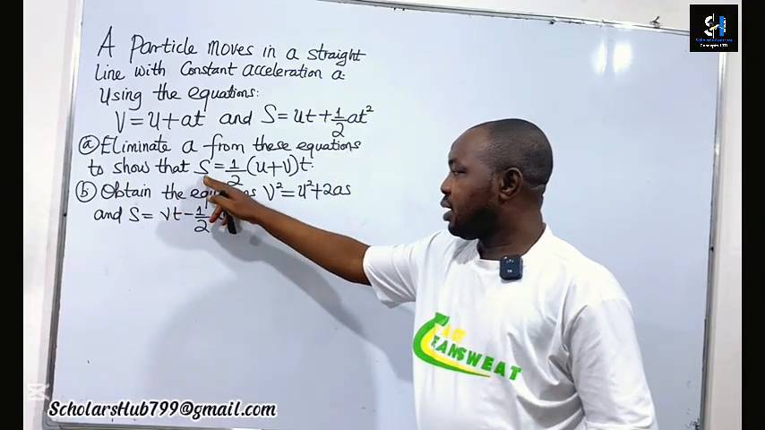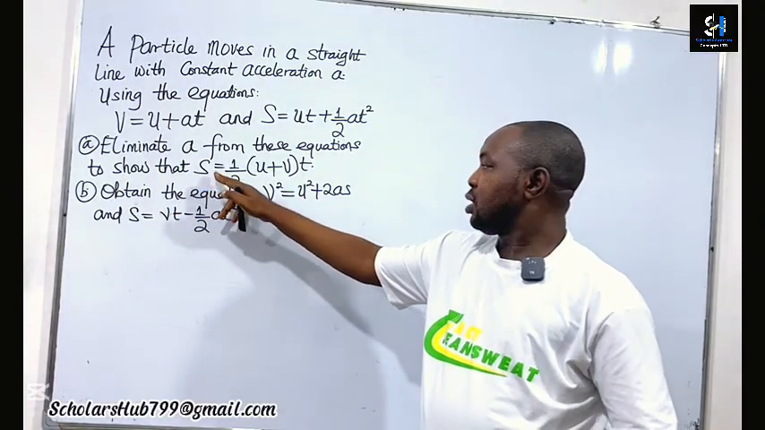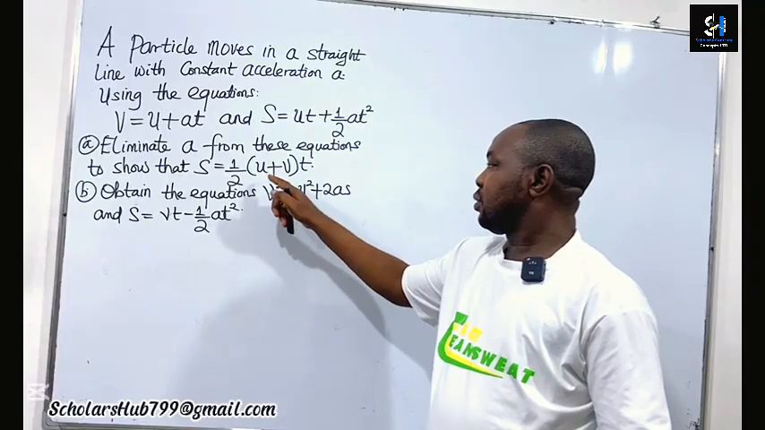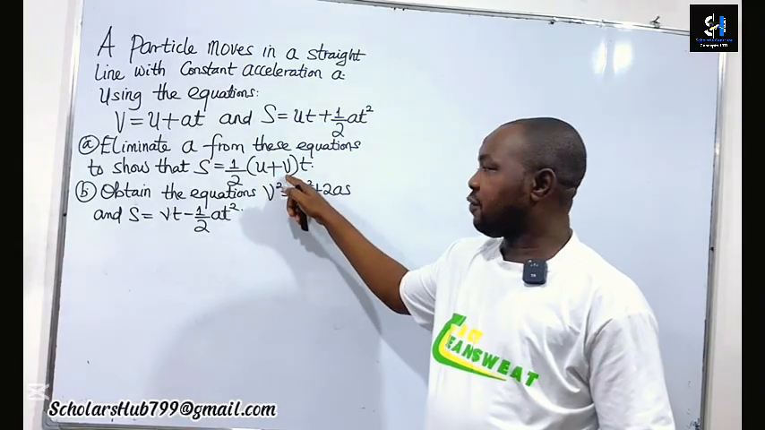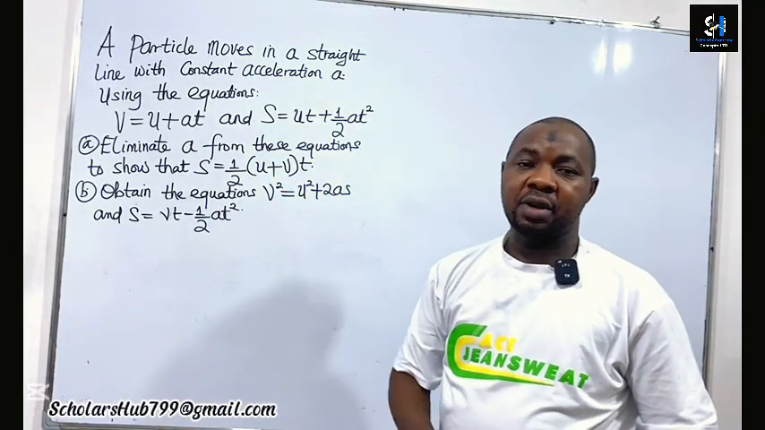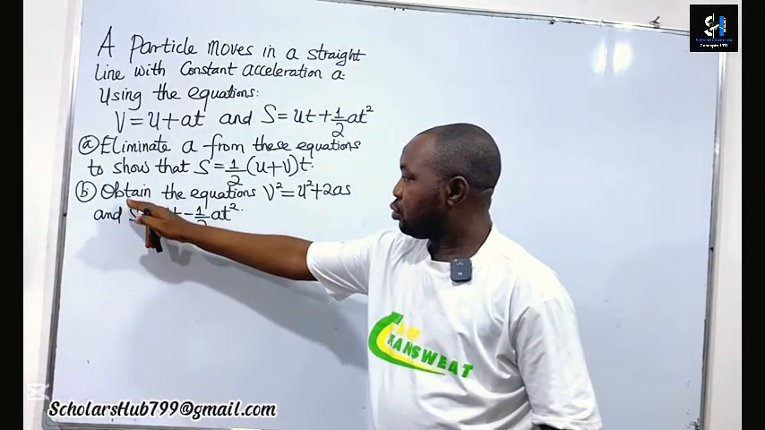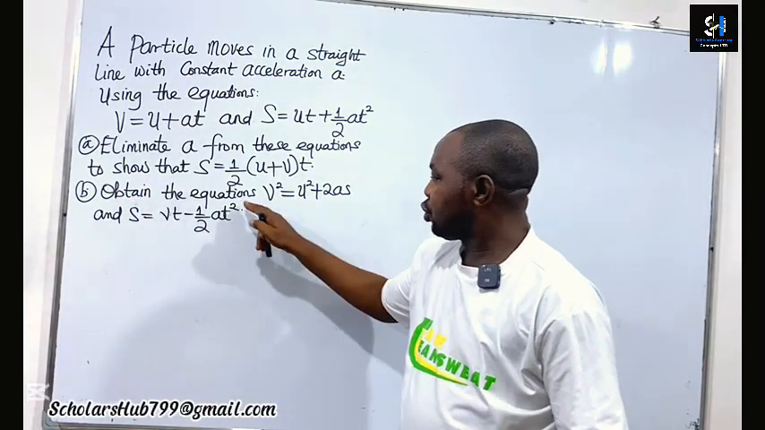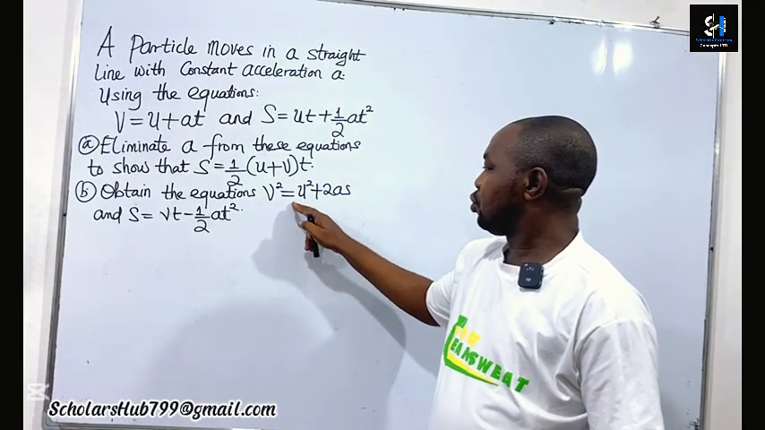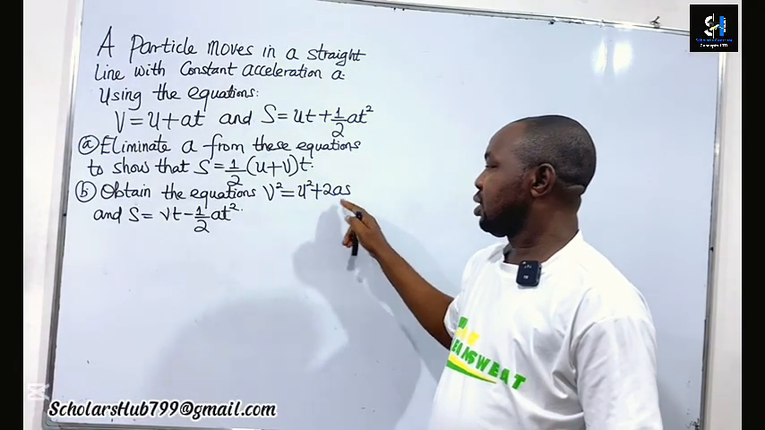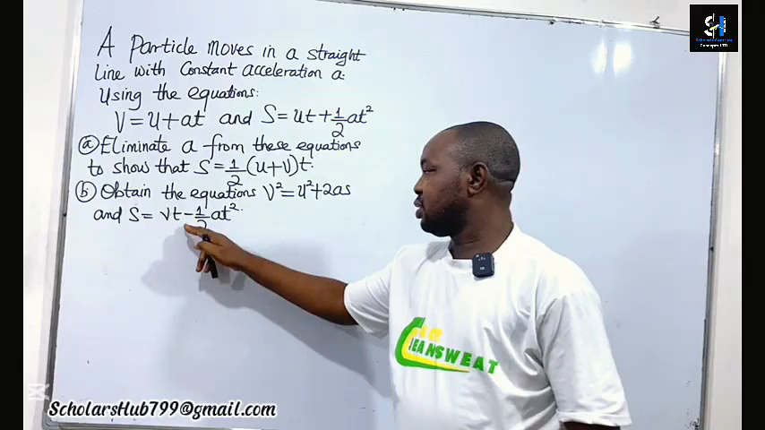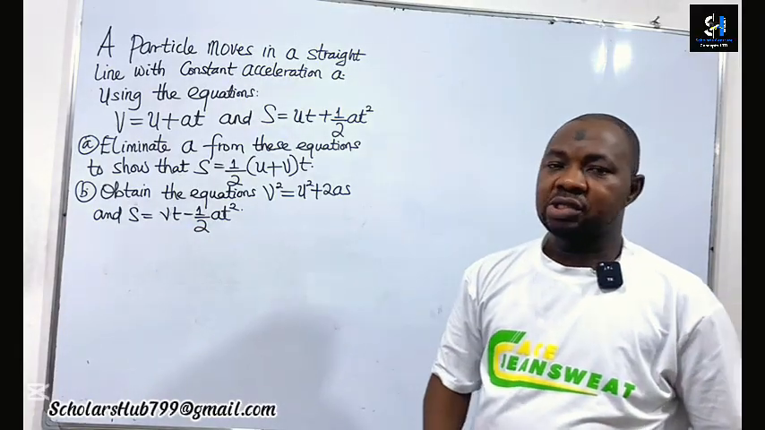show that s, which is distance travelled, equals 1/2 of the sum of initial and final velocity multiplied by time taken. Then B, now we want to obtain the equations v squared equals u squared plus 2as and s equals vt minus 1/2 of at squared.